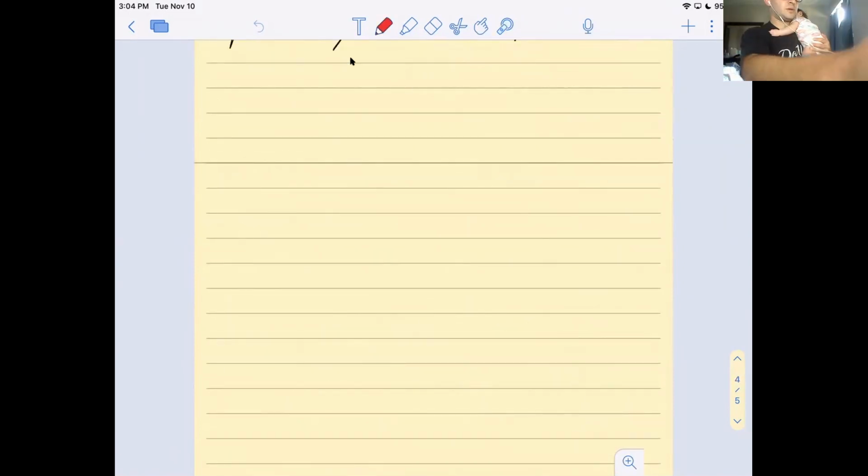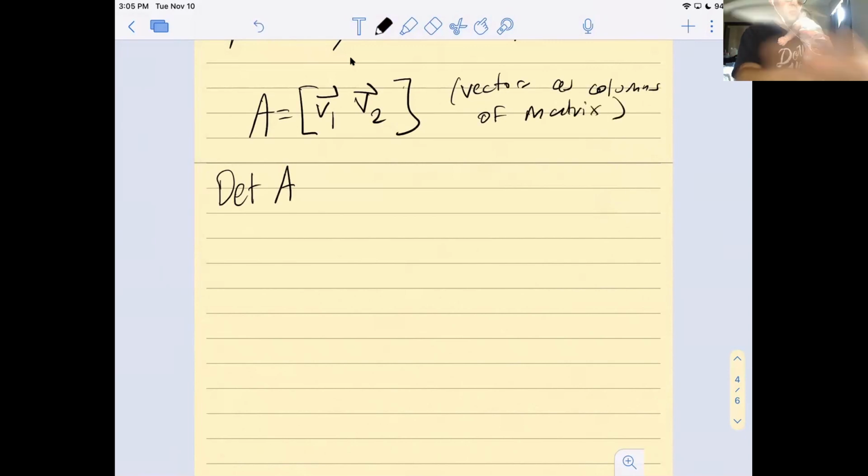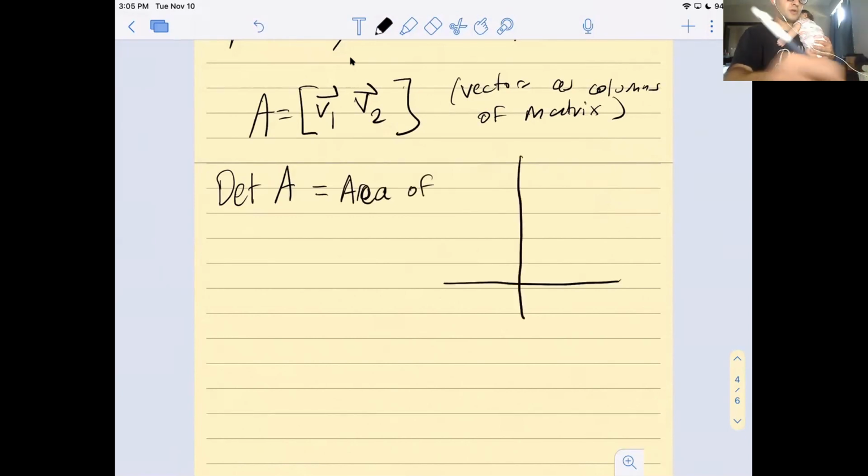so a matrix, one way to interpret, so this is the idea. The determinant of a matrix A, let's say A is equal to the matrix V1, V2. And I'm writing the vectors as columns of the matrix. What we just observed is that the determinant of A is equal to the area of what we call the fundamental parallelogram. And so the way you find it is you draw V1, wherever it is, here's V1, and you draw V2.